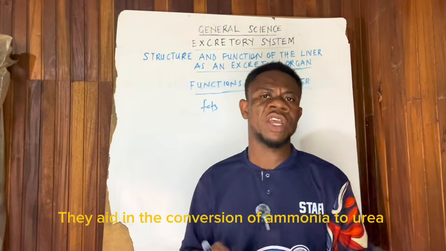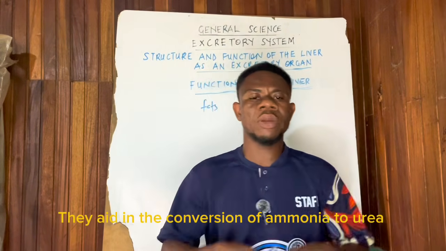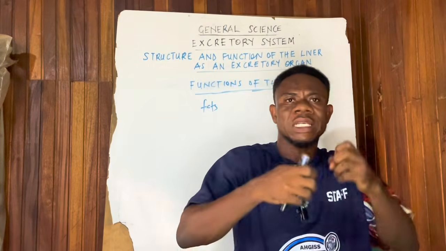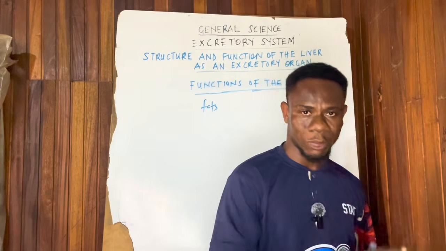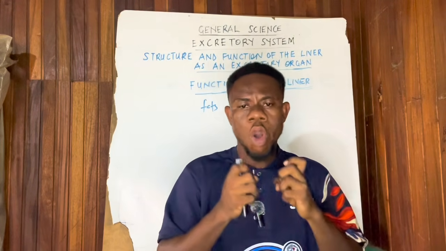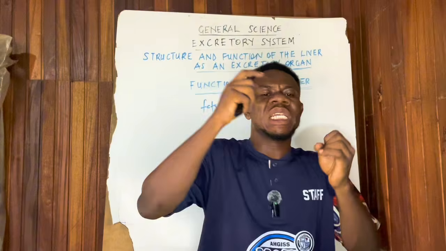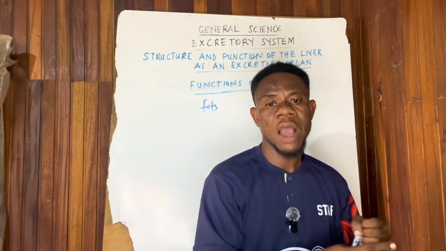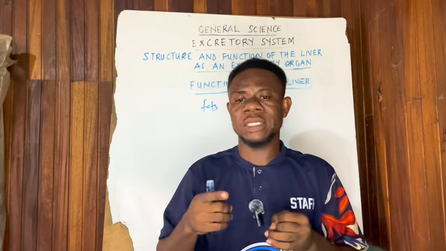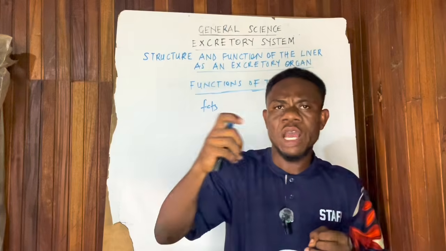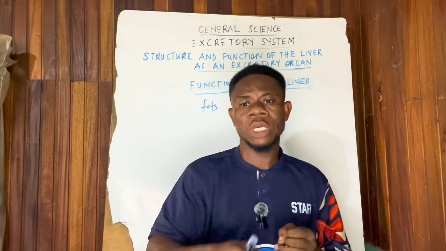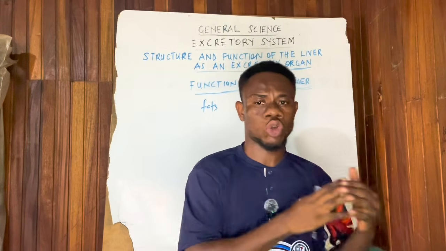They aid in the conversion of ammonia to urea. Now, in this process, there is ammonia. Ammonia is a toxic byproduct of protein metabolism. Now, the liver converts ammonia to urea via the what? Via the urea cycle. So we have a cycle where this process occurs. Then urea is less toxic.